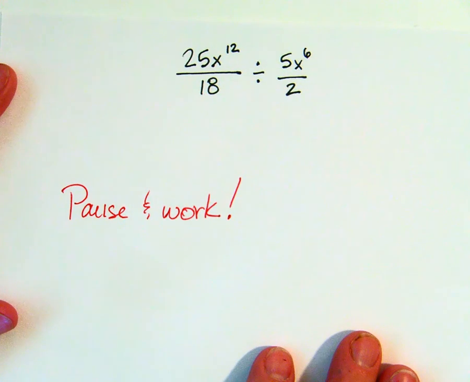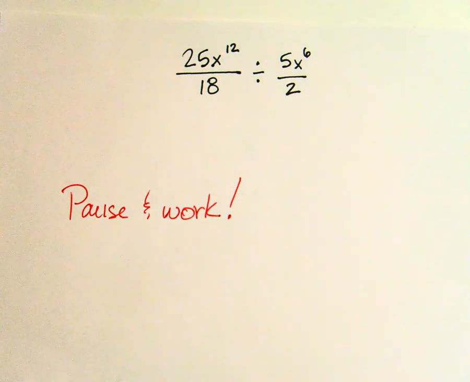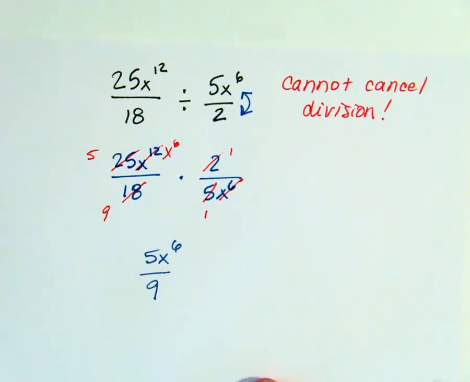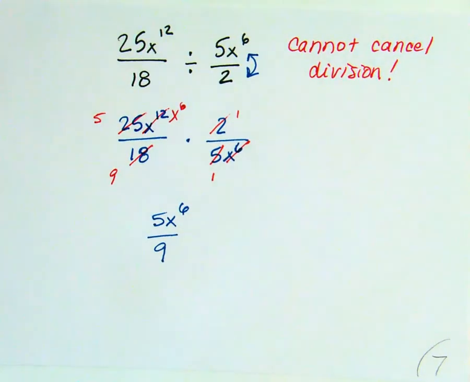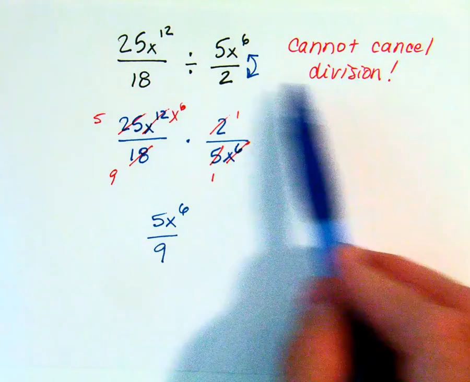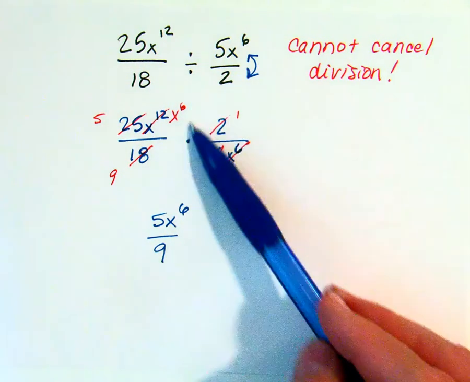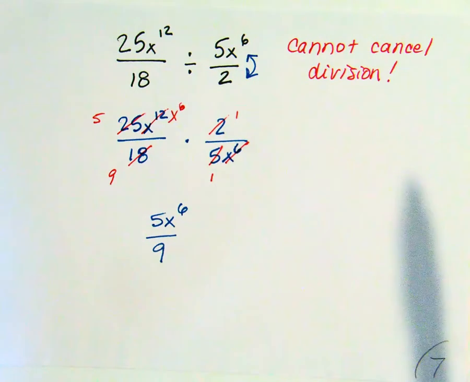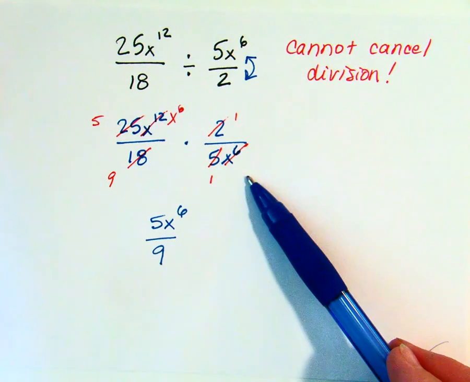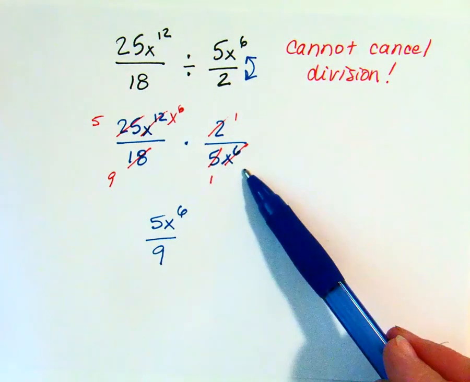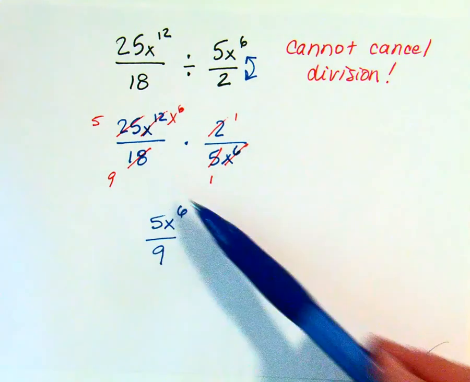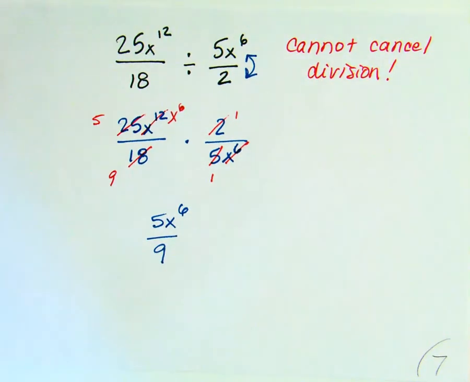Okay. Pause it and work it. Remember that you cannot cancel division. So you cannot cancel until after you have changed to multiplication by the inverse of the divisor, until you flip the back fraction. Once you flip the back fraction, it's Katie bar the door, you can cancel everything, which is what we've done here. The x's are in the numerator and the denominator, they'll cancel, some of them, and the same deal for the numbers, and then this is the final answer.